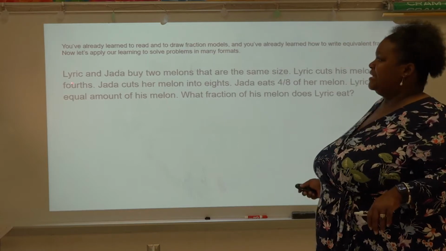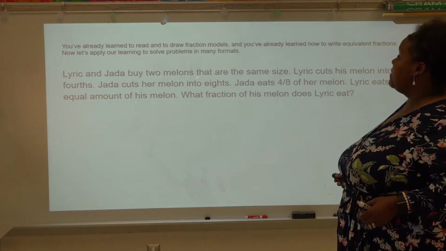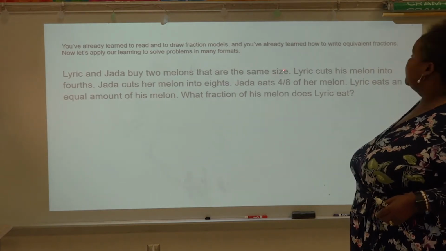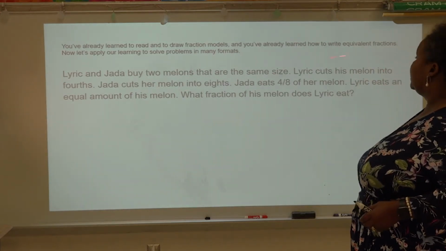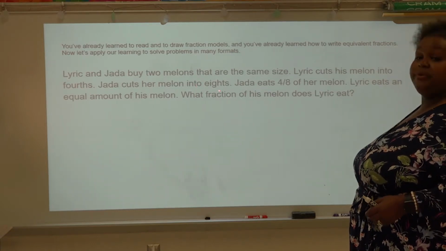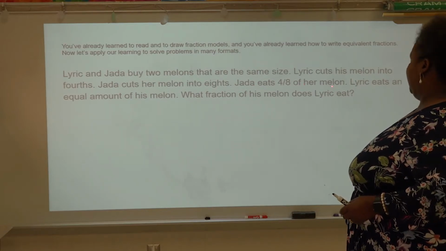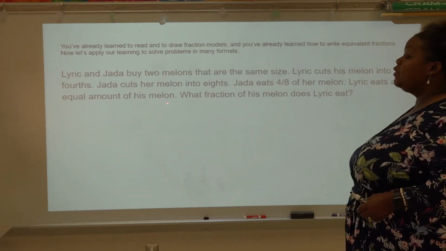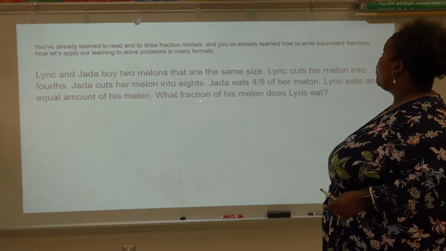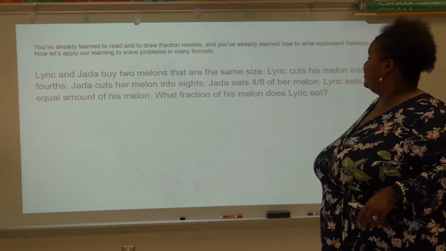All right, let's see about Lyric and Jada. Lyric and Jada buy 2 melons that are the same size. Lyric cuts his melon into 4ths. Jada cuts her melon into 8ths. Jada eats 4/8 of her melon. Lyric eats an equal amount of his melon. What fraction of his melon does Lyric eat?